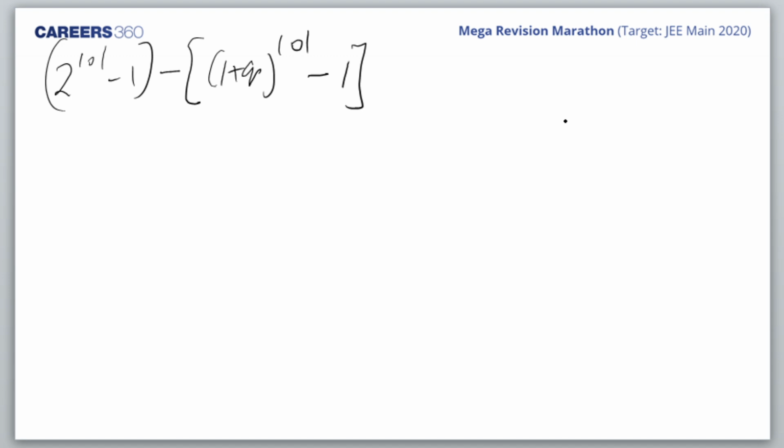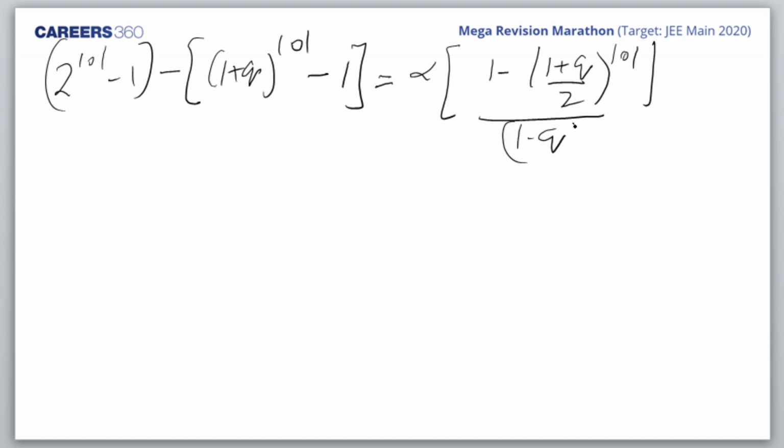That is 101C1, 101C2. This is what I'll get. And I'll have alpha T100. T100 is what? T100 when I solved was 1 minus ((1 plus q) by 2) raised to power 101 upon 1 minus (q by 2)... This was what I got, and 1 minus q got cancelled, so 2 would go here. 1 minus q was cancelled because it was common everywhere. Okay, so this is what I get.